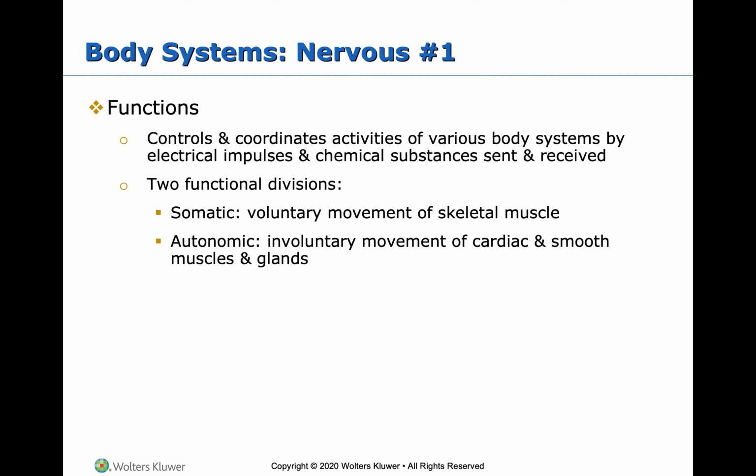I want to explain this in a way that's easy to understand, because there's so many different parts of your nervous system. So the two functional divisions are your somatic and autonomic. But there's also two structural divisions: your central nervous system and your peripheral nervous system. So we're going to go into depth on your central nervous system first.